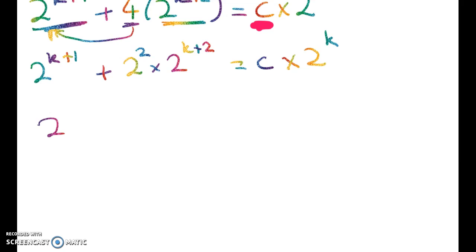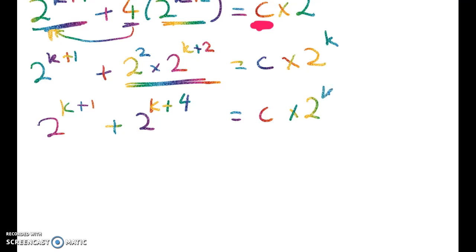Right, so let's clean up first this term here. Don't make the mistake of thinking that we multiply the powers. We don't. We just add them. Same base, so we add the powers. Think back to year 9. Right, it's just year 9 in a slightly harder context.